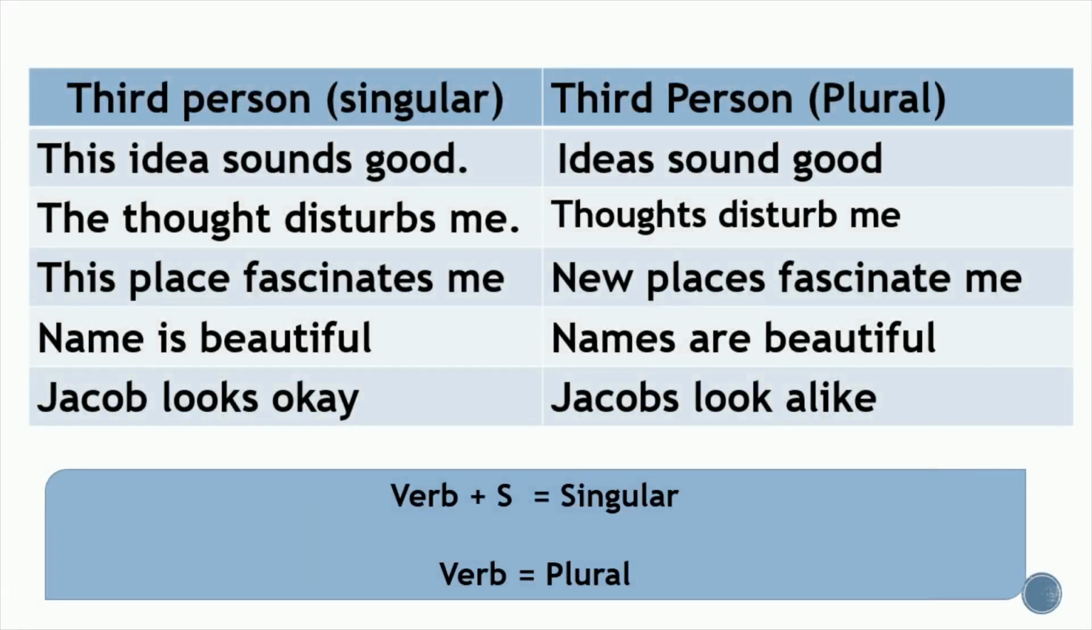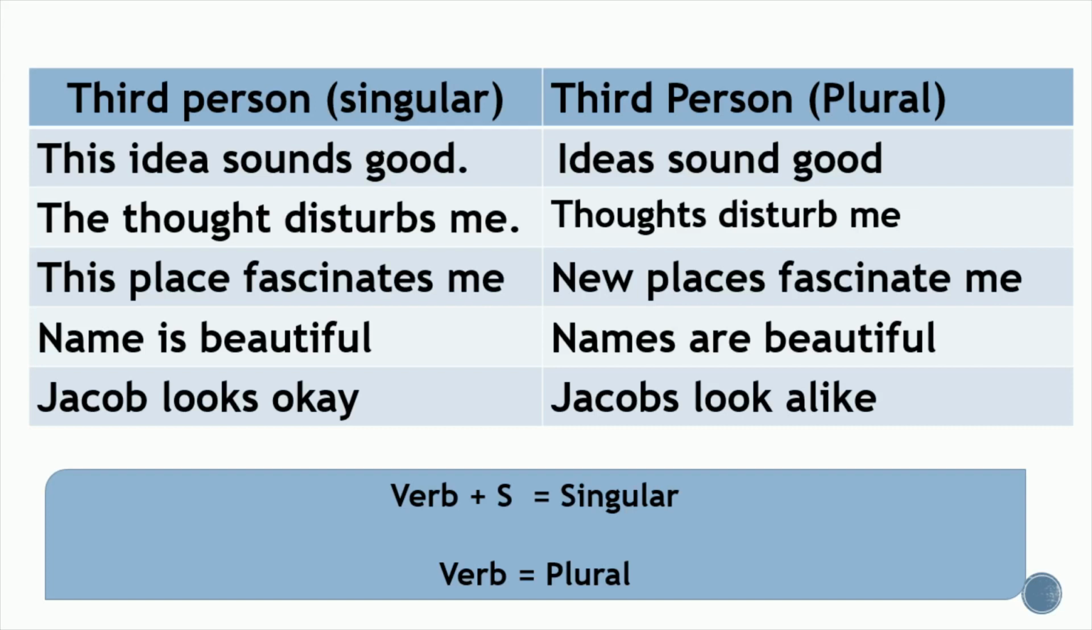Study the following table very carefully. The first column gives examples of subjects in the third person singular category, and the second column gives examples of third person in the plural form. If you remember, third person singular will always take the structure verb plus S. The plural form will take only the verb. That means all the subjects in the first column will take the structure verb plus S, and the sentences in the second column will take only the verb. There is no S to the verb.